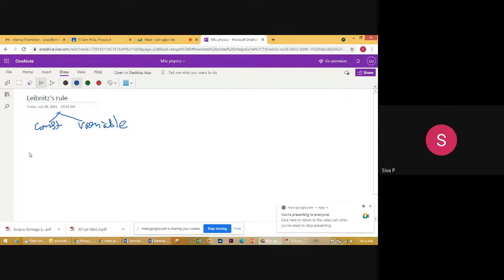Leibniz rule for constant limit. What is the Leibniz rule for constant limit?